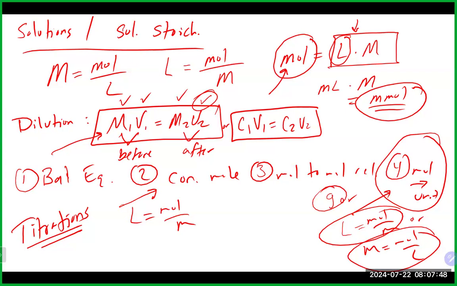And we could use solution stoichiometry to figure out things like the volume that's maybe needed to reach the equivalence point. We could also figure out molarity. We could also figure out molar mass as well.